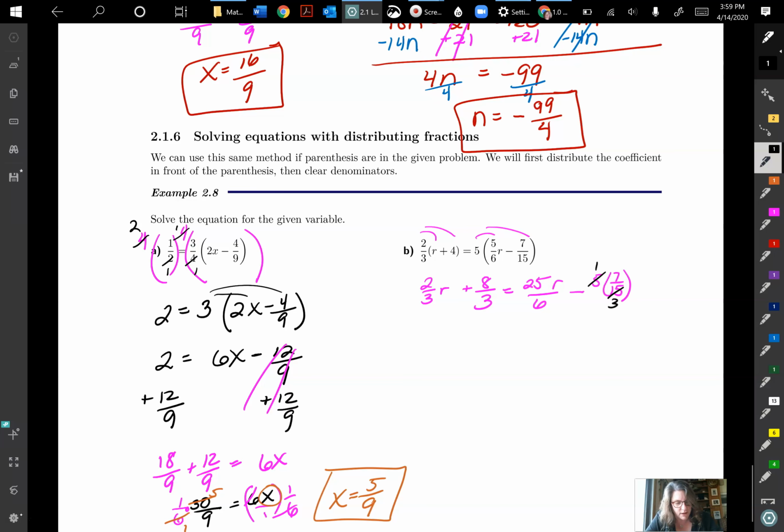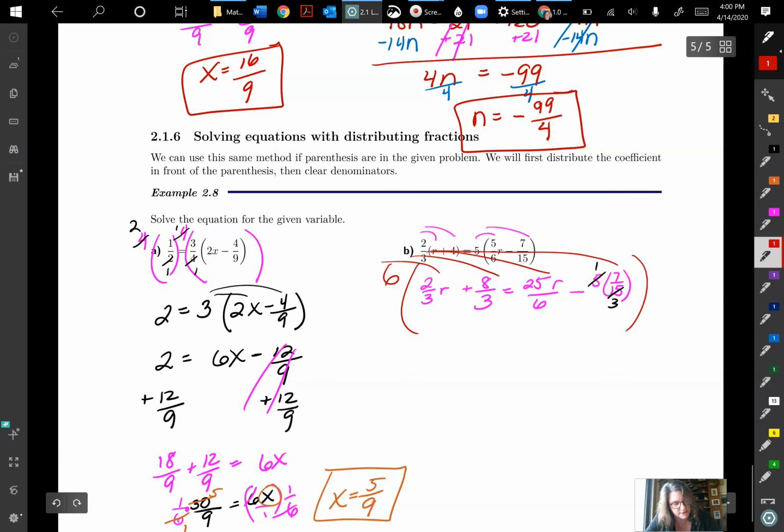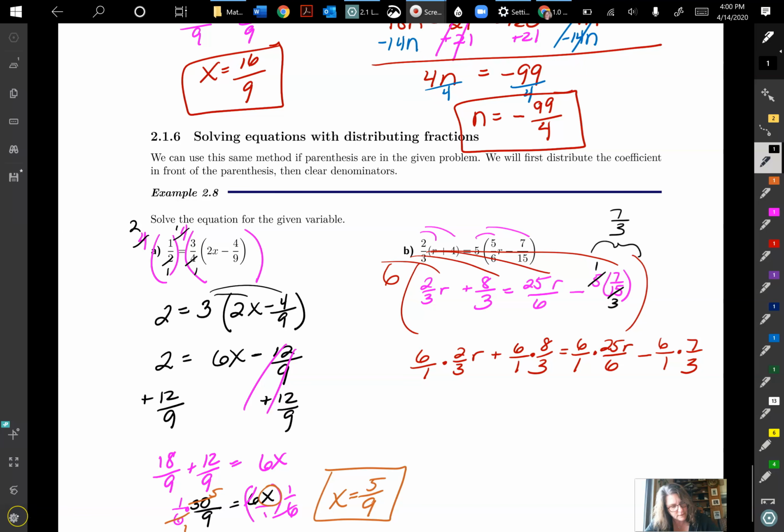Now I'm going to look at my LCD, 6 will work for me. So I'm going to multiply every term by 6 on both sides. So I'm going to write out what that looks like the long way, so you don't have to do it in your head, but I'm going to pause for a sec. Okay, now I have these all written out across. I just distributed that 6, but I didn't simplify yet. I just listed it out.